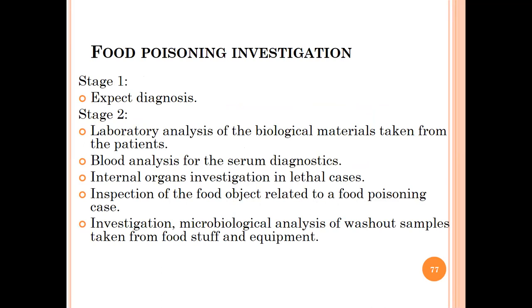How to make a conclusion about the investigation? Firstly, we need to suggest what the diagnosis can be. The second stage is laboratory analysis of biological materials taken from patients. We need to provide a blood analysis with immunological investigation, with serum diagnostics. In case of fatal cases, the coroner must take inner organs such as stomach, liver, intestine to check in a laboratory to find the bacteria or toxins.